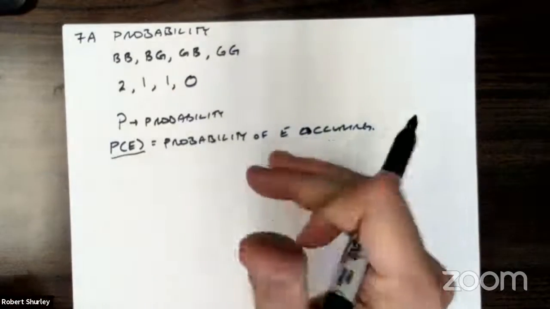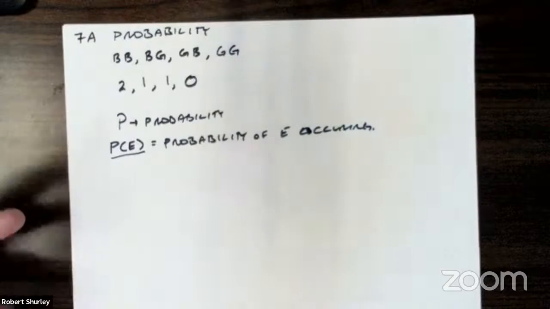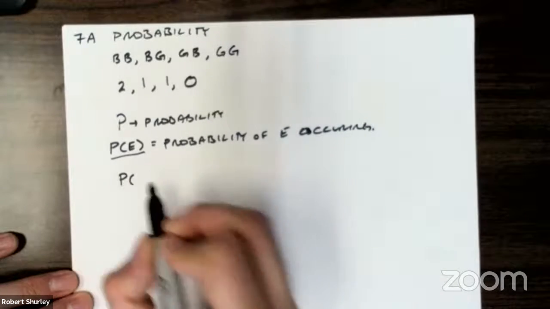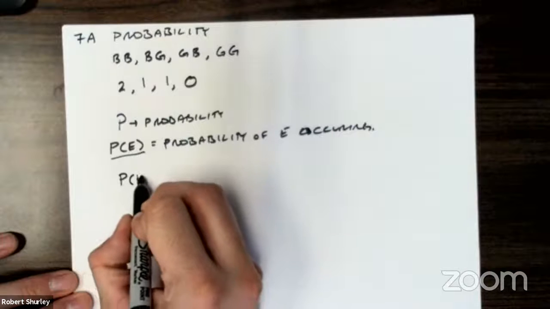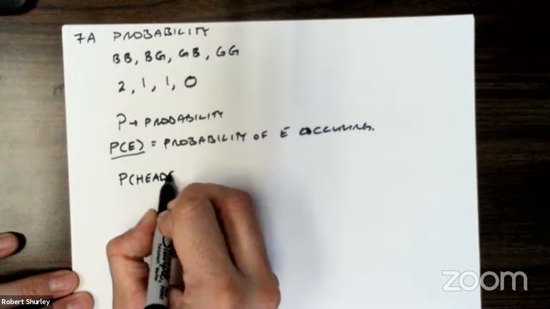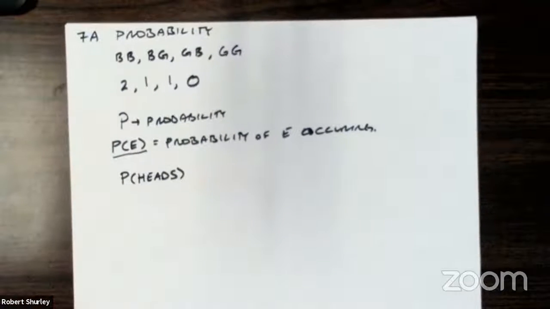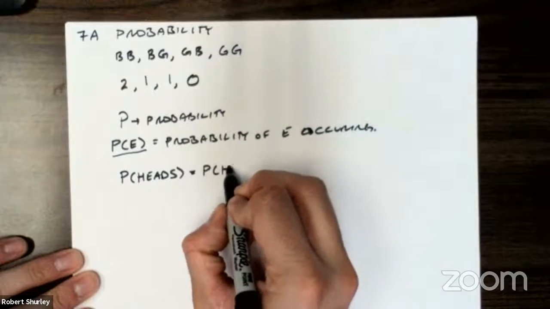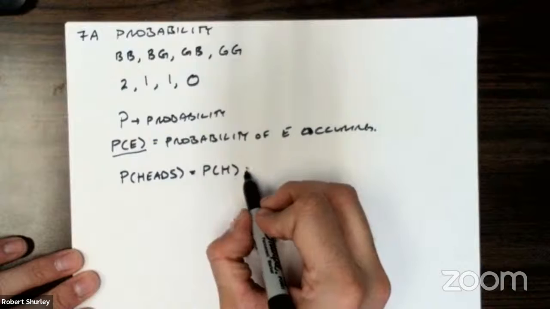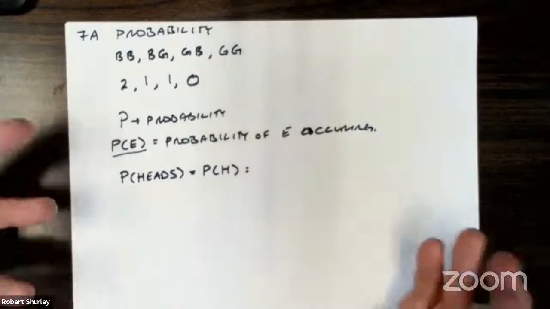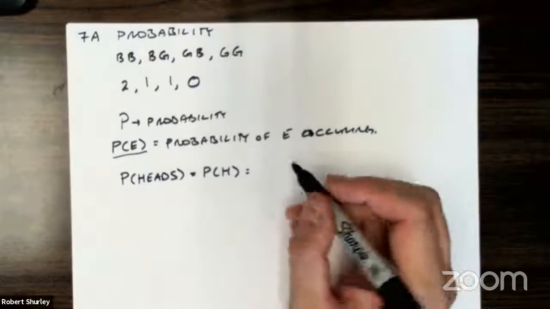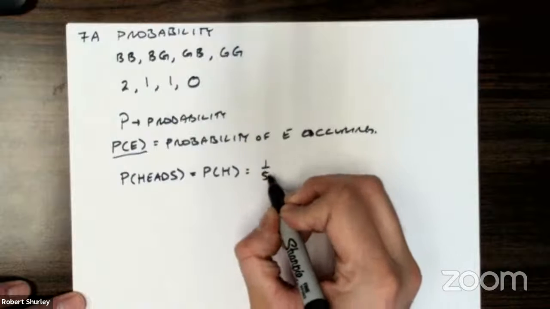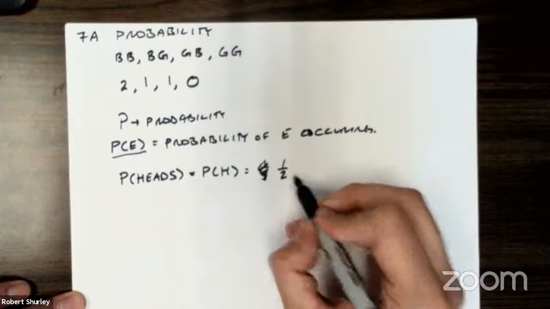So if I flipped a coin, and I want to know the probability of heads. Now you can just write H if you want, that's fine, or you could write the entire word, doesn't matter. So we'll say P of H. These mean the same thing. Well, the probability of getting heads, we know, is 1 out of 2, right? It's 50%.